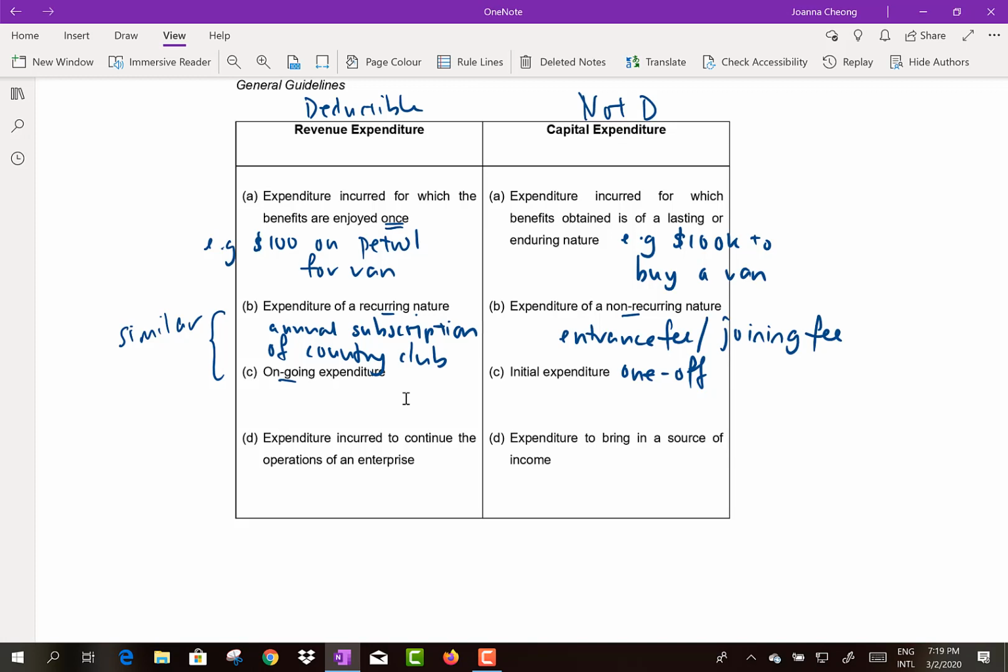Now, lastly, expenditure incurred to continue the operation of an enterprise versus expenditure to bring in a source of income. Looking at the first part, expenditure incurred to continue the operation of an enterprise: do you think Kaplan owned this building? No, we are actually the tenant of this building. We pay rental. We sign a rental lease, let's say a 5-year lease, and after 5 years is up, we have to do a renewal.